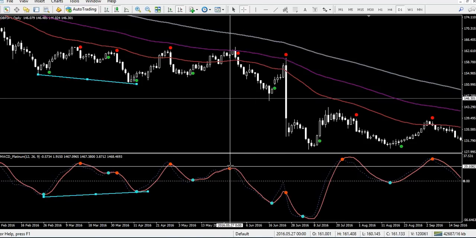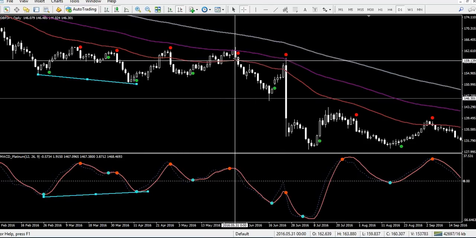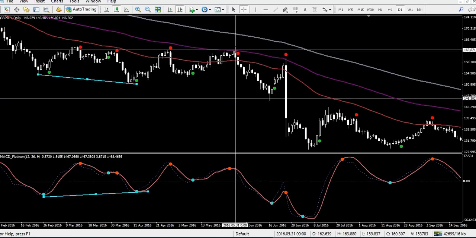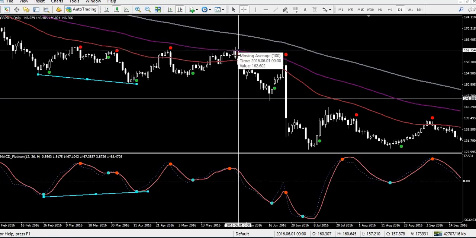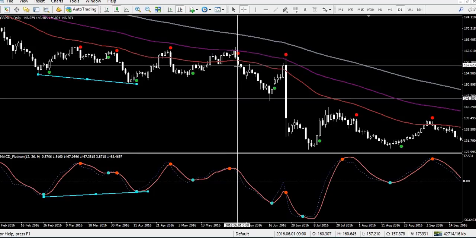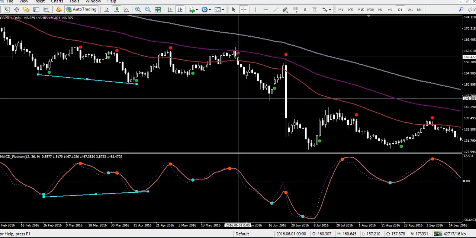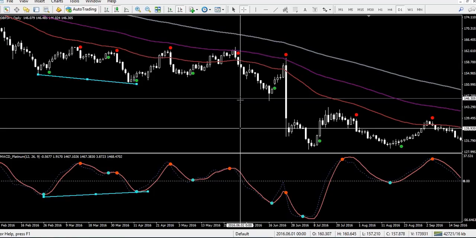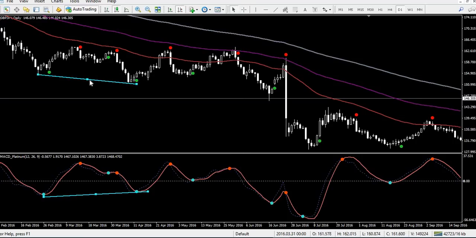Here's a red dot, but no red QMP. Price is going up. Gets to the 100 EMA. Look at that. Next candle. Nice bearish candle. Red dot in the QMP filter. Take the sell. Now I'll just take that one step further.